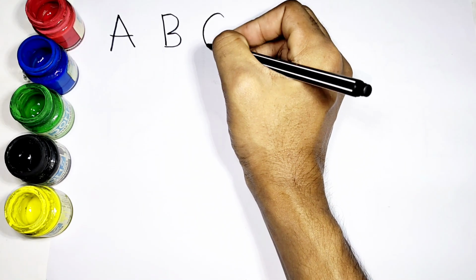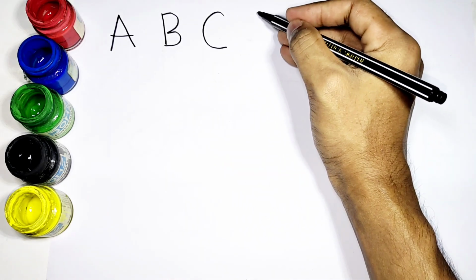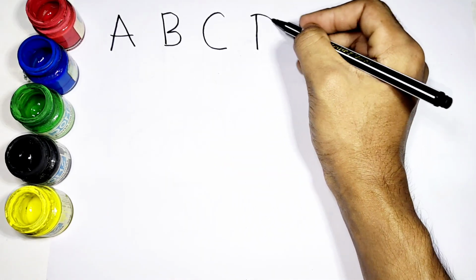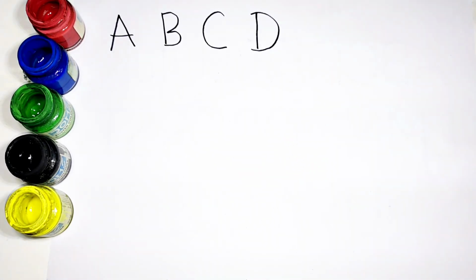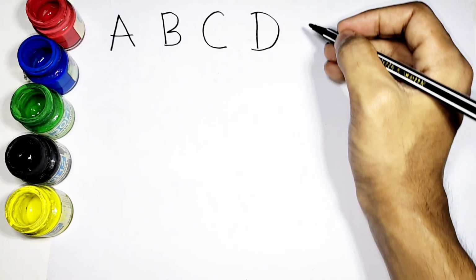Now we draw the alphabet of C. C for cow, C for cat. Kids, the next one is D. D for dog, D for dog.